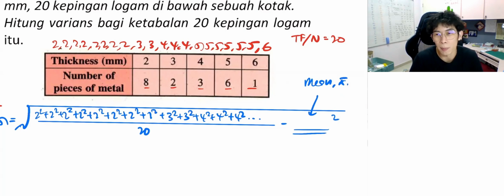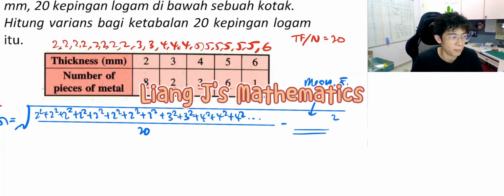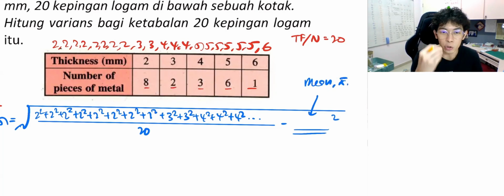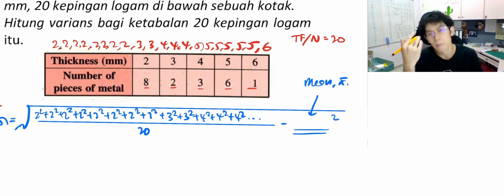Imagine in Form 5, if I give you 40 data, or 80 data, how? Anyone, suggest a shortcut. Come, what's the shortcut?